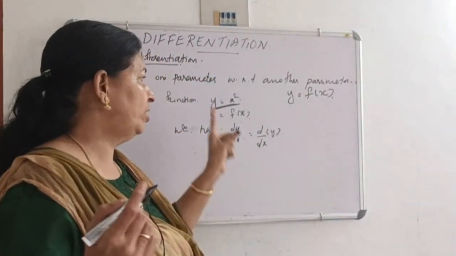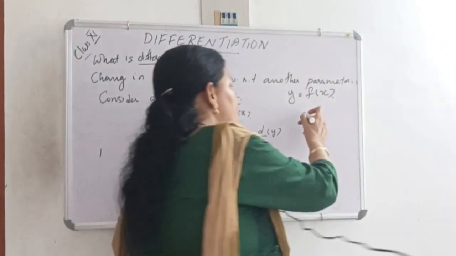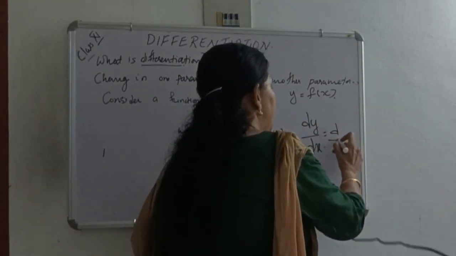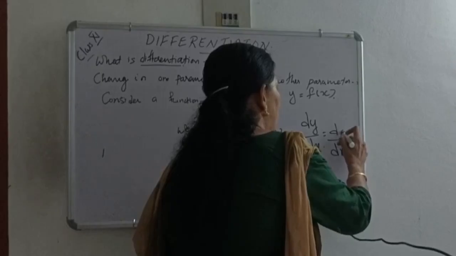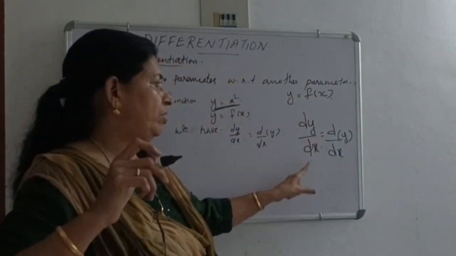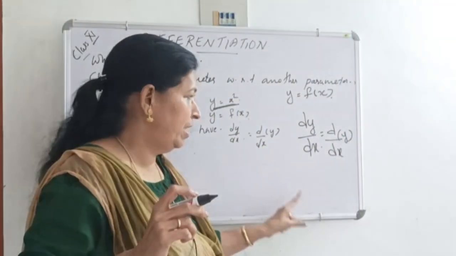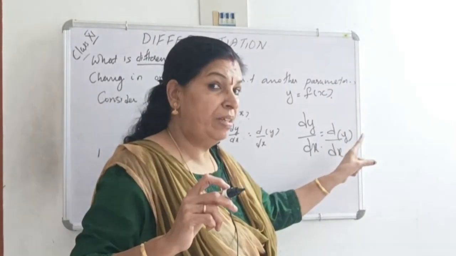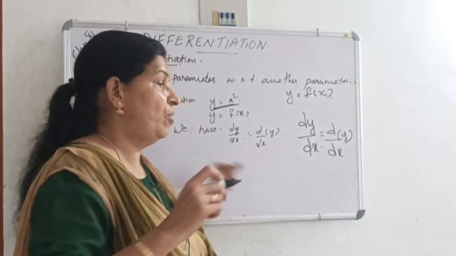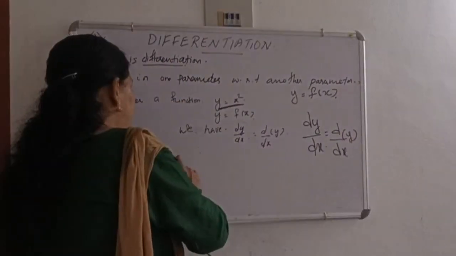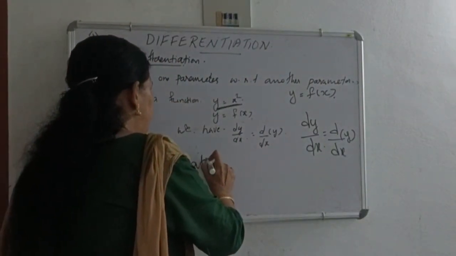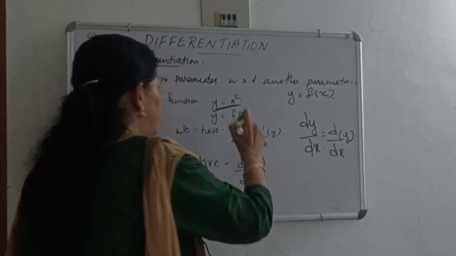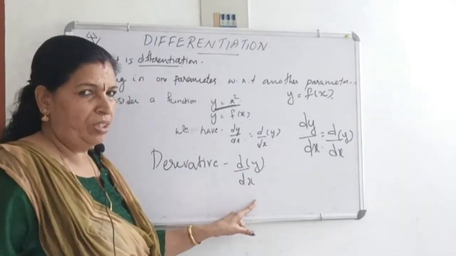Then we denote the change by dy by dx, that is d by dx of y. We call this process differentiation, and the result we get after the process of differentiation is the derivative. The term d by dx of y is the derivative of y with respect to x.